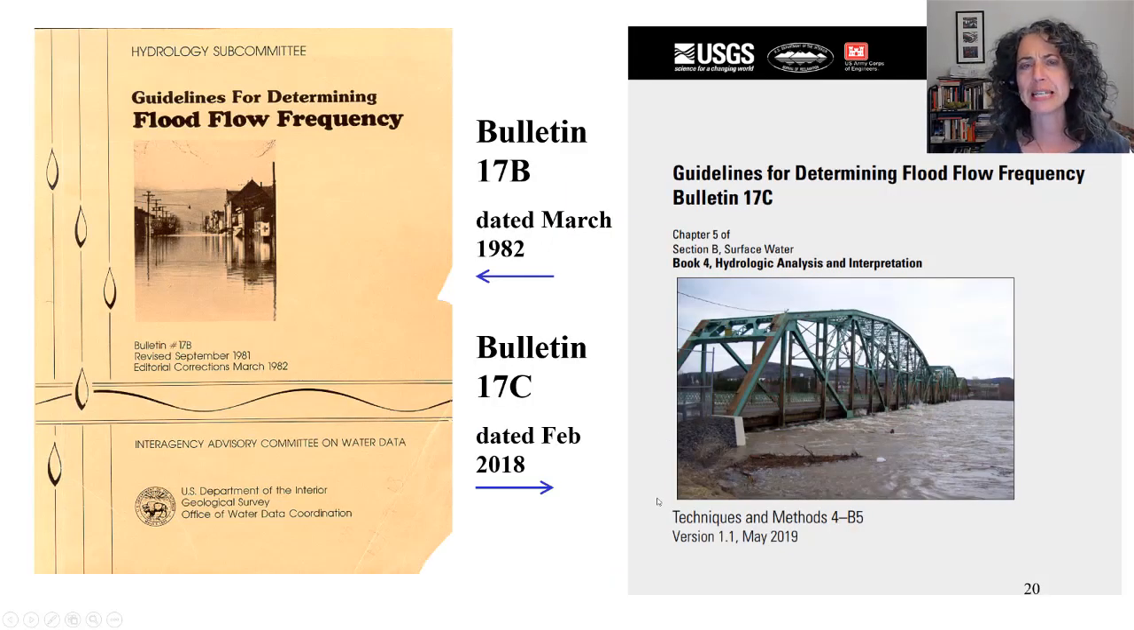Right, so Bulletin 17B is the third or fourth in a series that was published in 1982. And more recently, now we have Bulletin 17C, which we published in February of 2018. The main difference between the guidance in 17C from B is the fitting method. We're still fitting the log Pearson type 3 distribution, but we're doing it in a different way.